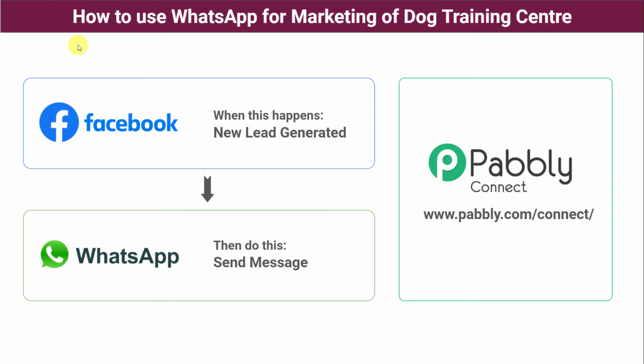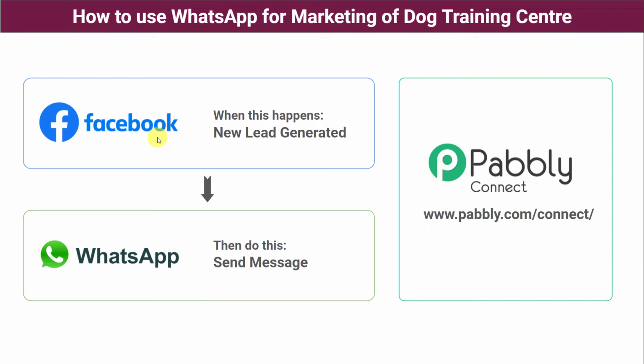Hello everyone. In this video, we are going to learn how to use WhatsApp for marketing of a dog training center. Let's take an example that you are a dog training center owner. You have created a Facebook page to advertise your business and you're running ads on that page. A lot of people are showing interest in your dog training center business advertisement, and with those ads, you are getting lots of leads on a daily basis.